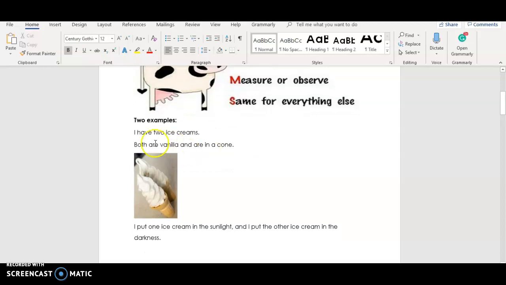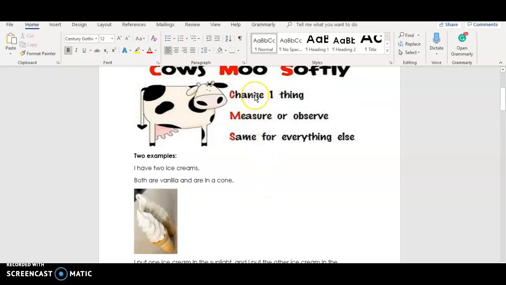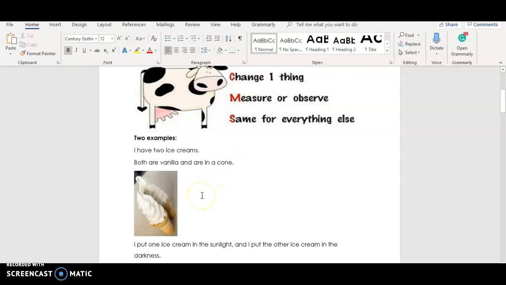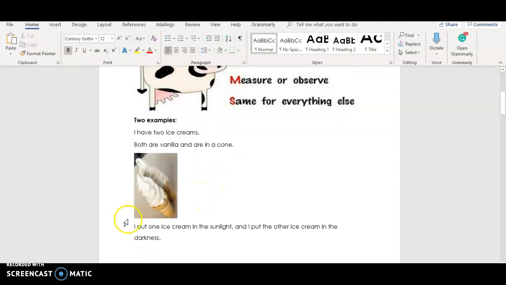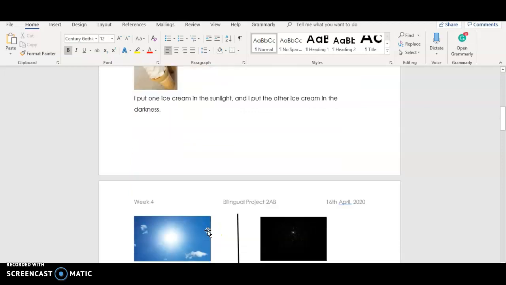For example, I have two ice creams. Do I change something there? No. Both are vanilla and are in a cone. So the two ice creams are completely equal. Do I change something there? No, I didn't. So I put one ice cream in the sunlight.